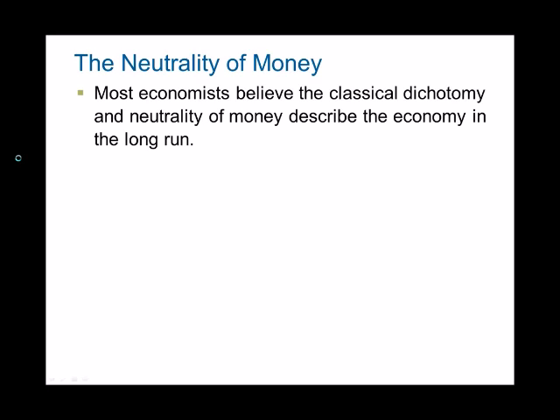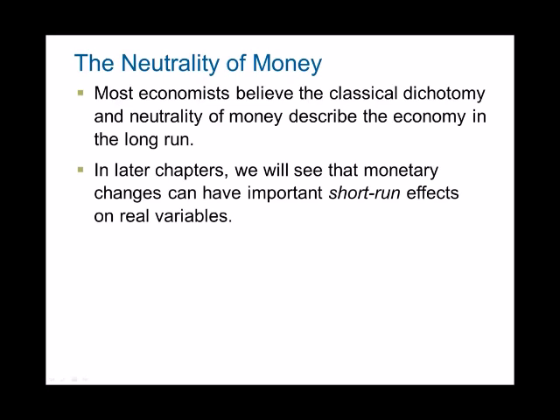Now, most economists believe that the classical dichotomy and the neutrality of money, these principles, describe the economy in the long run. In the later chapters, we do talk a little bit about short-run effects, but since we don't have much time in this course, in macro theory you will learn what happens in the short run. If you increase money supply, there may be some effect on certain real variables, but in the long run, that effect disappears.